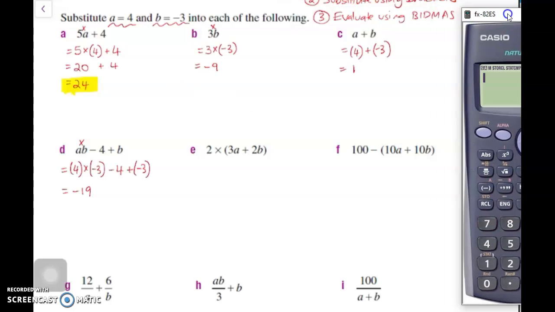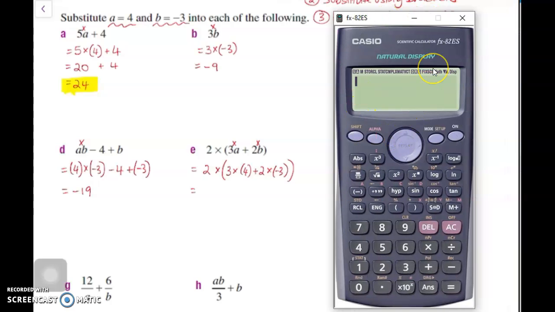Let's have a look at the next question. We put in all the times signs, and then we substitute. So this becomes 2 times, in brackets, 3 times A, which is 4, plus 2 times B, which is -3. And then I put that into my calculator. So I have 3 times 4 plus 2 times -3 in brackets, and that gives me 12.